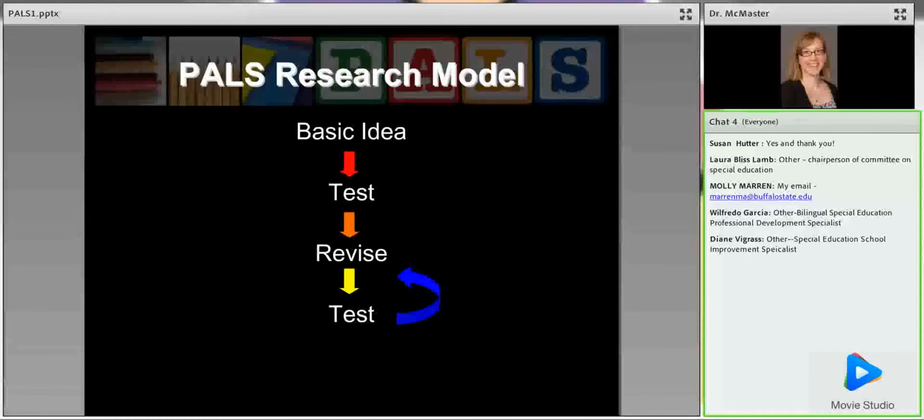Now, all of this research that I've mentioned follows a basic model where we start with the idea. So PALS sounds like a good idea. Let's test it out. So the Fuchs and their colleagues have tested PALS in classrooms. And one fairly unique thing about PALS compared to other interventions in research is that classroom teachers have always been the ones to implement PALS, even in the research study.